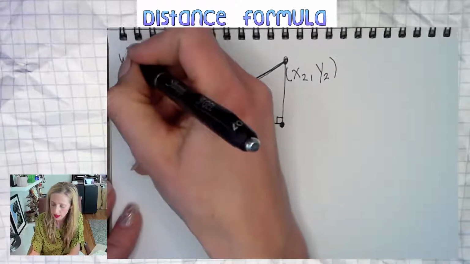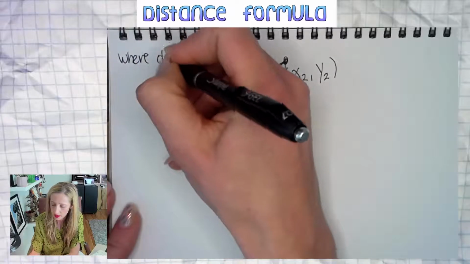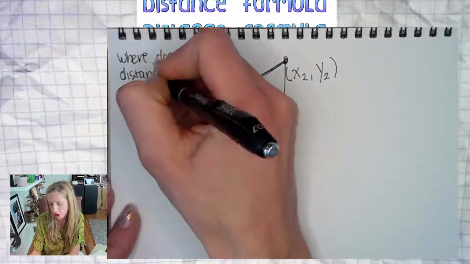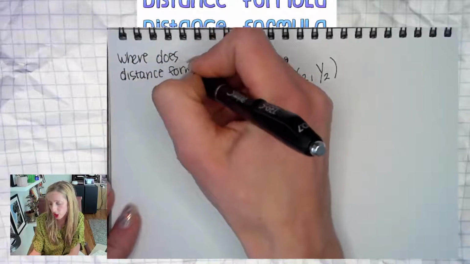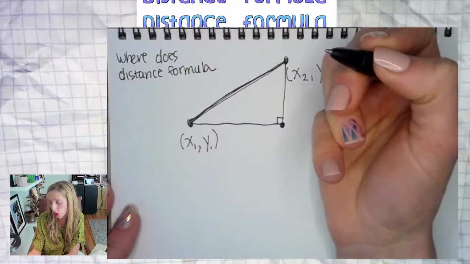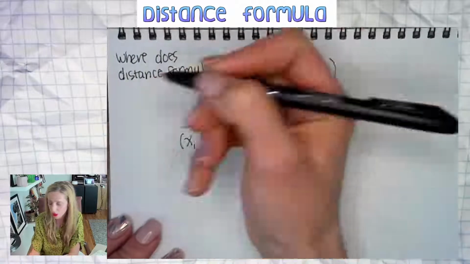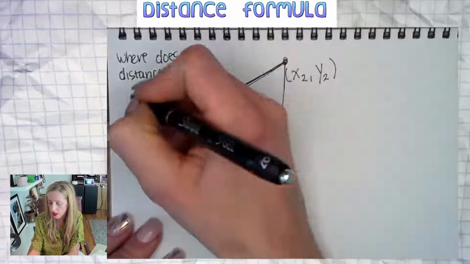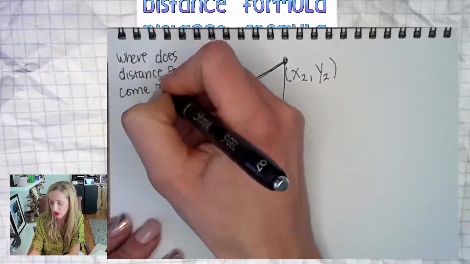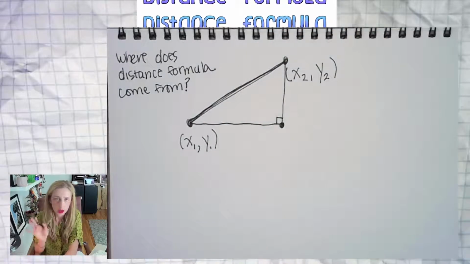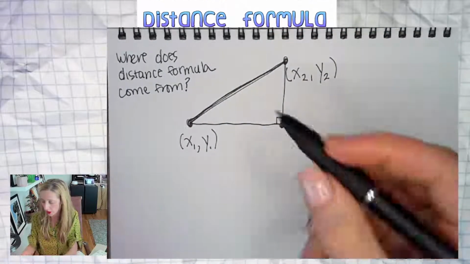So what we're doing is, where does the distance formula come from? We could think of it this way for now. Now, what came first, the chicken or the egg? What came first, the distance formula or the Pythagorean theorem? We'll talk about that in the future. Where does the distance formula come from? I mean, they're really one and the same. They're also the equation of a circle, but we're not going there yet.